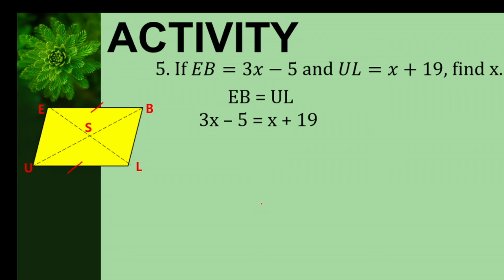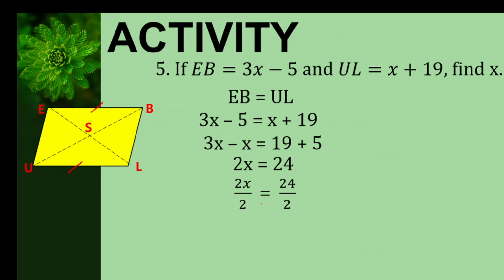Combining similar terms, we have 3x minus x is equal to 19 plus 5. So, we have 2x is equal to 24. Simplifying further by dividing both sides by 2, therefore, x is equal to 12.